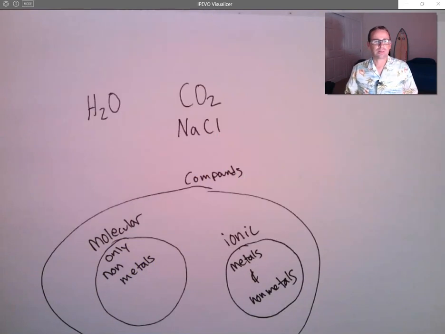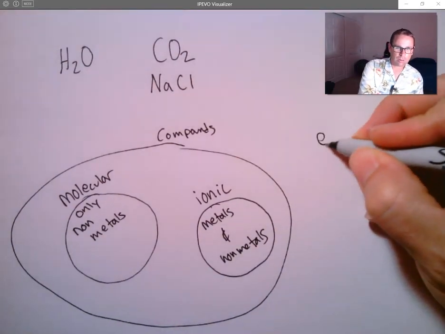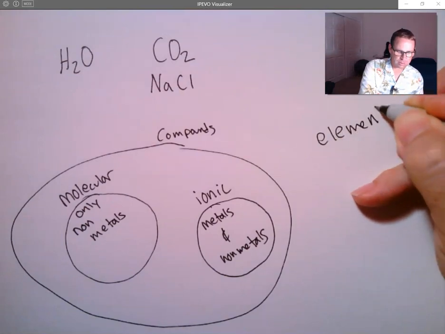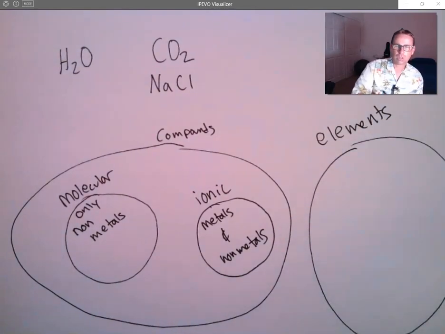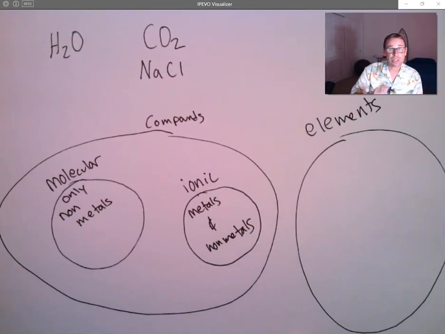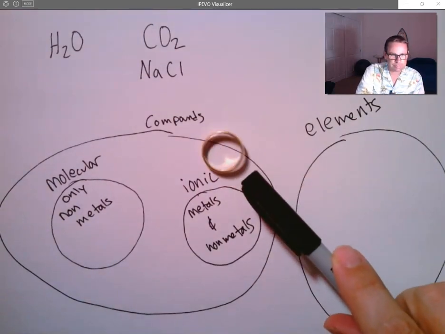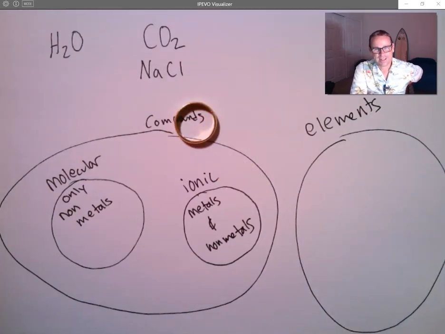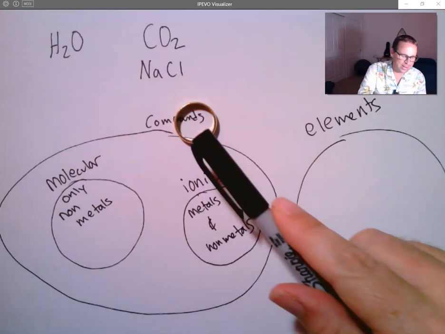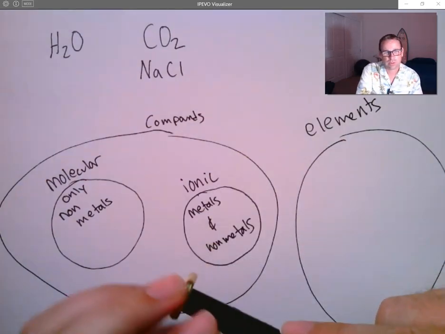The other type of material that we talked about last time are what we call elemental, or elements, right? Elements are just a single kind of atom. Now, my ring. What do you think my ring is made of? No, it's not made of iron. My ring is a gold ring. It's made of gold. All right.